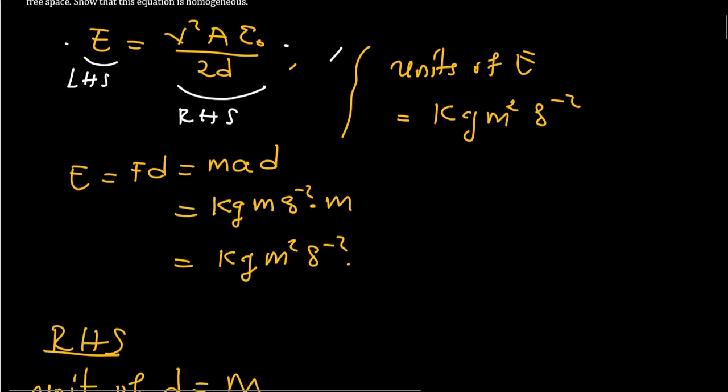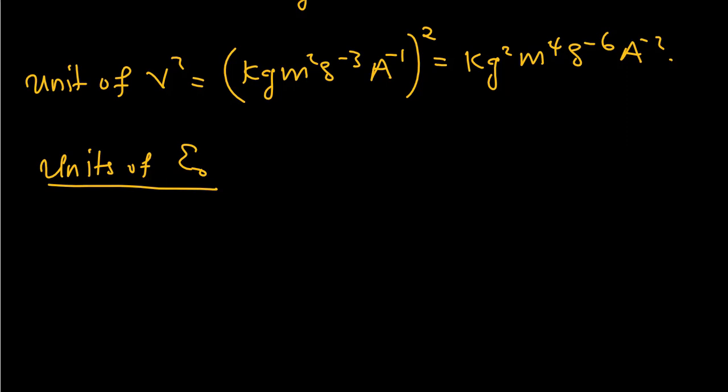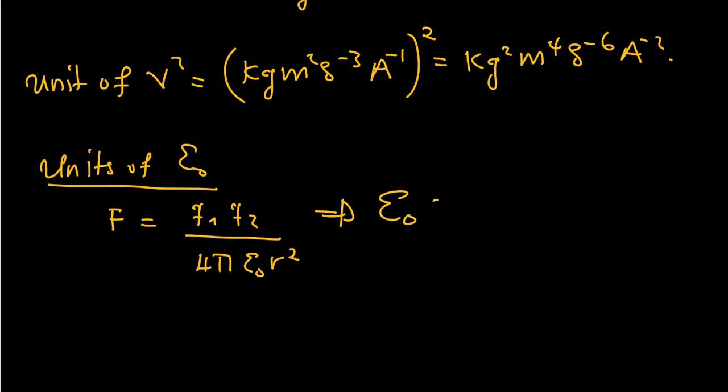Now let's get the unit of epsilon naught. Epsilon naught is the permittivity of free space. We are evaluating the units of epsilon naught, so we can use Coulomb's law of electrostatics, which says the force between two charges is given by the product of the charges Q1 times Q2 divided by 4 pi epsilon naught r squared, where r is the separation between the two charges. And so making epsilon naught the subject, we get that epsilon naught will be Q1 times Q2, all of this divided by 4 pi F r squared.